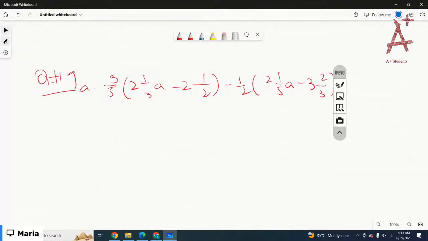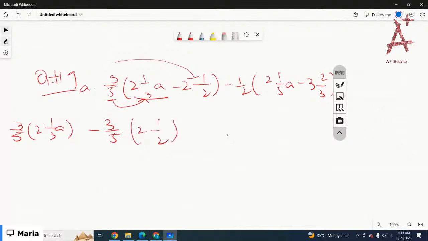So let's just multiply. You have to multiply that 3 over 5 with this term first, and then with this one. So you have to do 3 over 5 times 2 whole 1 over 3a, minus 3 over 5 times 2 whole 1 over 2, then minus 1 over 2 times 2 whole 1 over 5a, then minus 1 over 2 times 3 whole 2 over 3. Let's just solve it.